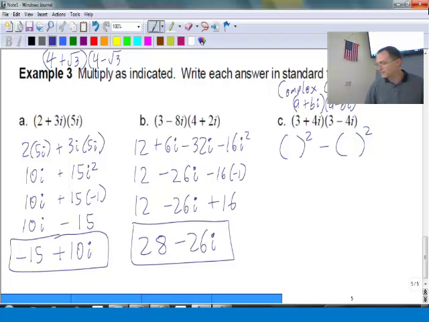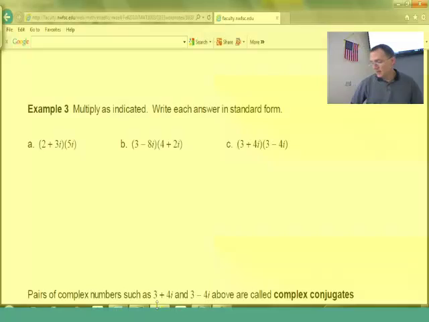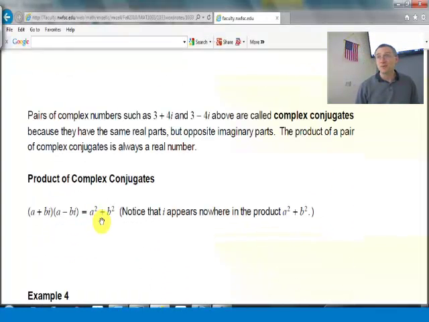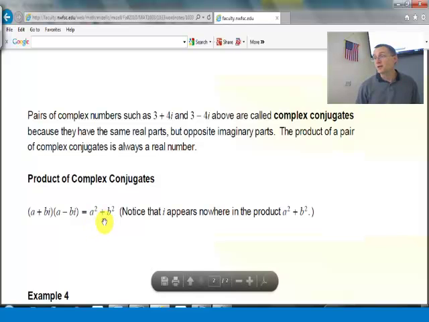We just say square the 3, square the 4i, and a minus in the middle. I still want to think of this as the difference of two squares. There is a formula which is potentially confusing, so I don't make a big deal out of it. I'm just going to direct your attention to it. We're actually going to end up with 3 squared plus 4 squared. We're going to end up with a whole number. But it's going to be 3 squared plus 4 squared.